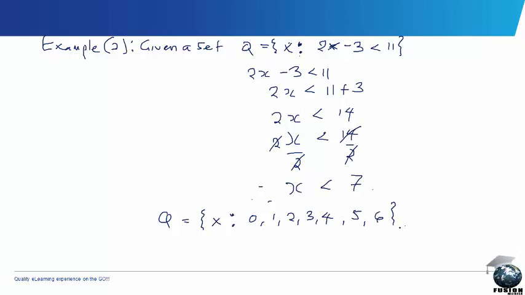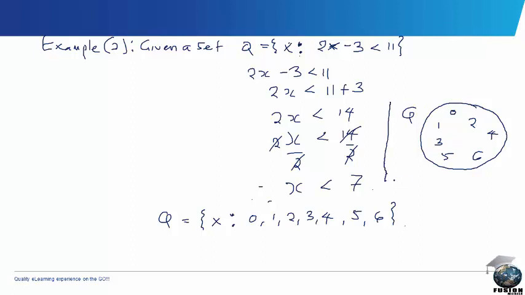And so you can represent this pictorially. I still have space here, so I could write Q at this point, and then my circle follows, making my Venn diagram, and I have elements 0, 1, 2, 3, 4, 5, and 6 to be elements of the set Q.